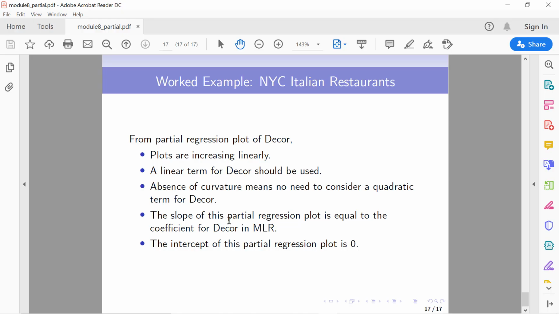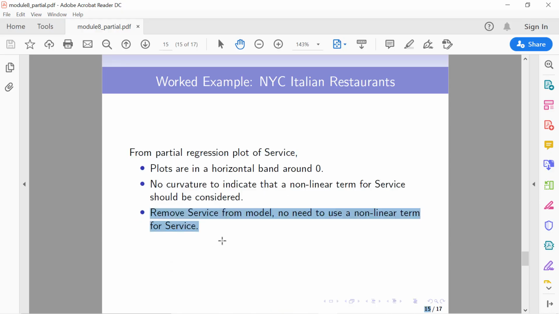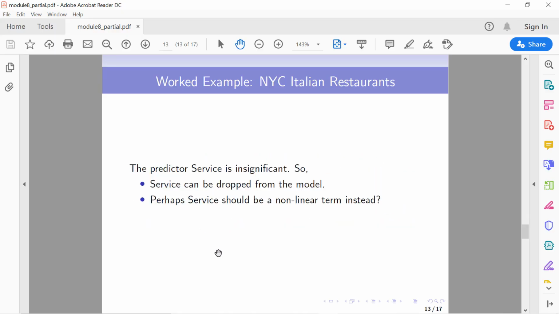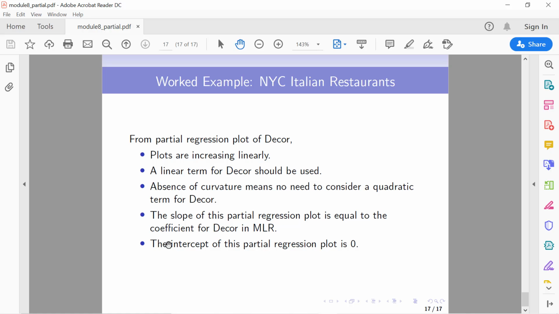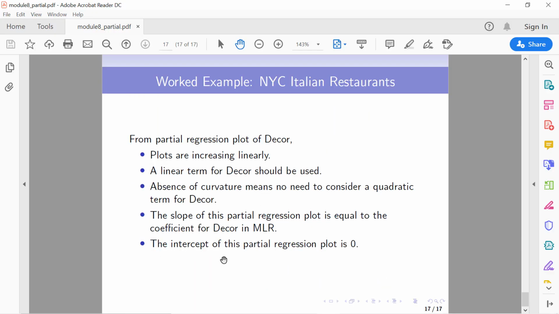The slope for this partial regression plot will be equal to the coefficient for decor in the multiple linear regression, which is about 1.9. Theoretically speaking, the intercept for any partial residual plot should be 0, so when x equals 0, y is also 0. That's what we notice. So this is telling me the linear term for decor is fine. You don't need to consider a quadratic or cubic term for decor.